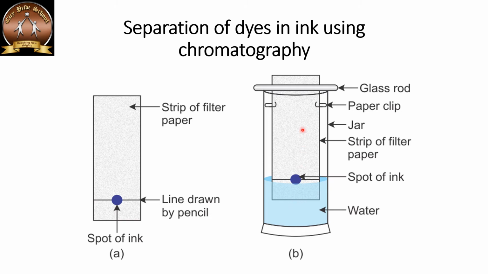Now hang this strip into this glass jar containing the solvent. Make sure that the spot does not get submerged into this solvent at the initial stage only. Care must be taken. The spot must be above the line of the solvent. Then only you will get a proper chromatographic sheet run.